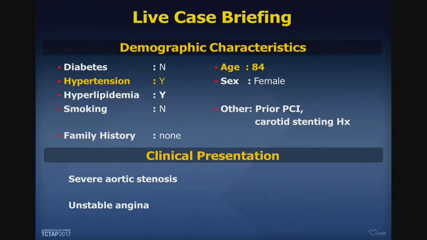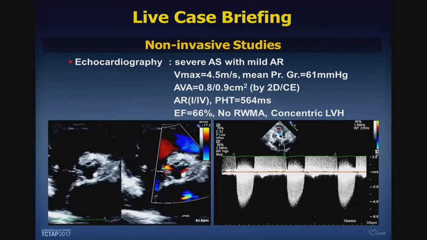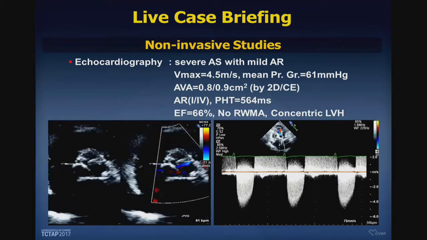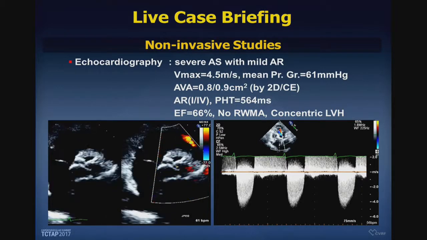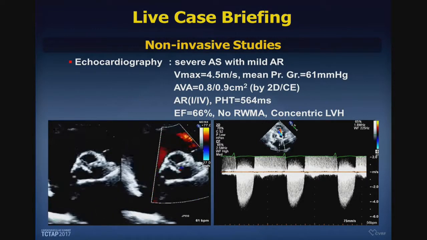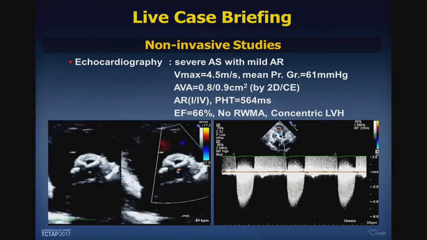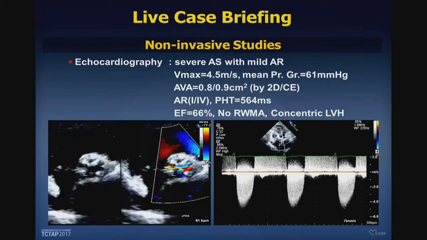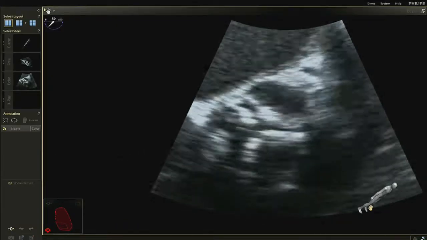Next. She has hypertension. Next. This is transthoracic echocardiography. Severe aortic stenosis. The Vmax is 4.5 meter per second. Mean pressure gradient is 61 millimeters of mercury. Aortic valve area is 0.8 or 0.9. Would you introduce the TEE findings, Dr. Chung? Okay, this is the aortic valve on TEE.